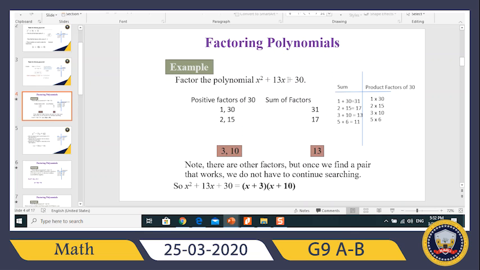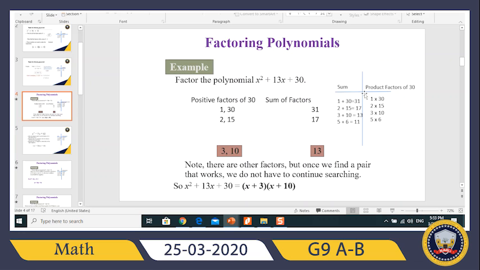Then I check the sign. Is it a positive sign? Yes, it's a positive sign. So what does a positive sign of the third term mean? It means that the two brackets will have the same sign as the middle term, the second term. As long as I have here a positive sign, I will write in both brackets, which I opened, the same sign. They will take the same sign of the middle term. So here I will put plus and here plus.